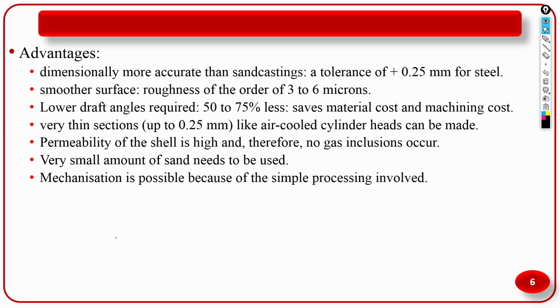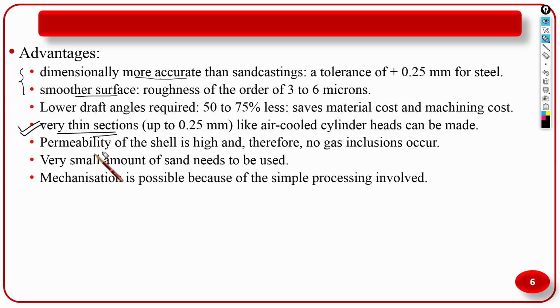Advantages, yes, there are various advantages because of which this one is used. We get more accurate dimensions and a smoother surface. These two are very, very important: first of all, accuracy is good, and the surface we get is smooth, so roughness will be very, very less. Very thin sections can be easily made by shell mold casting.